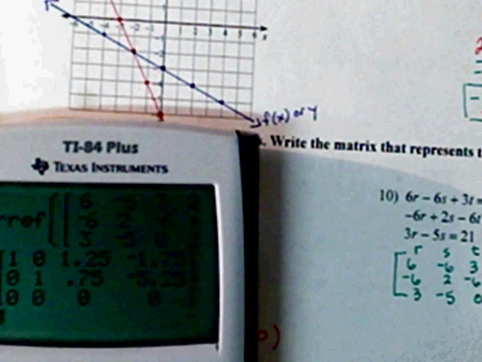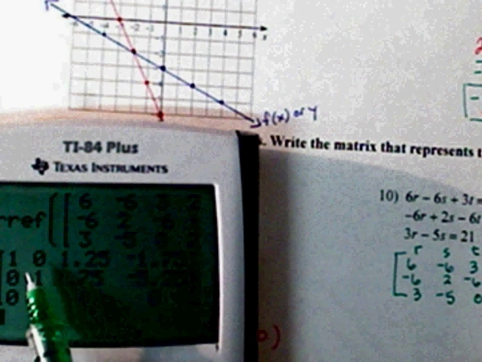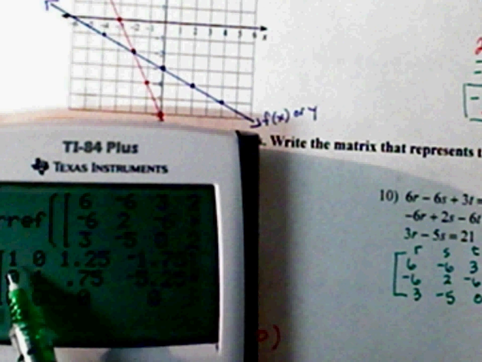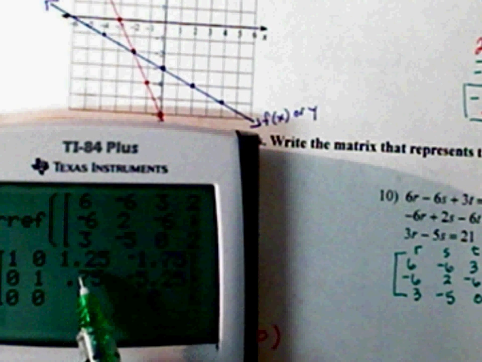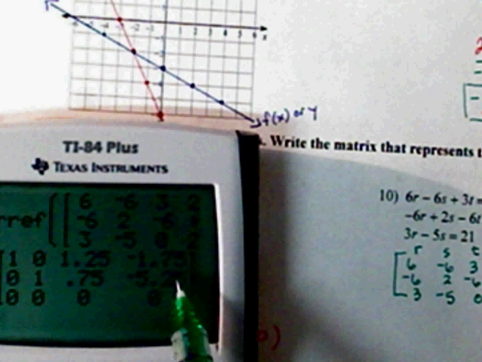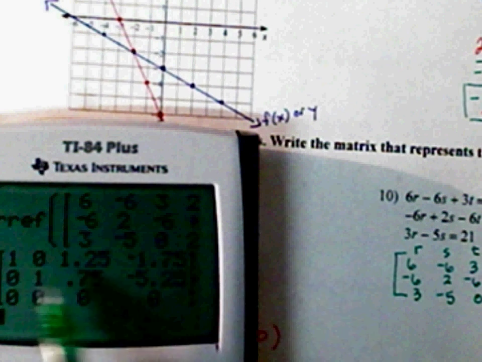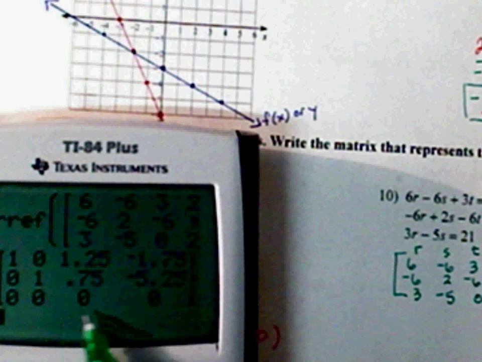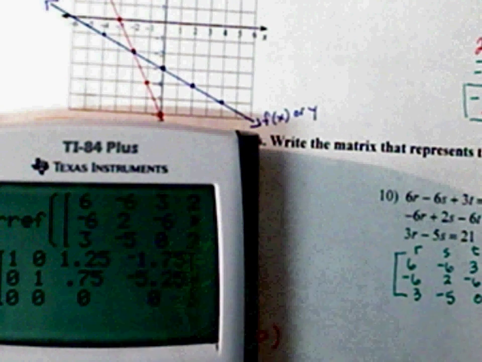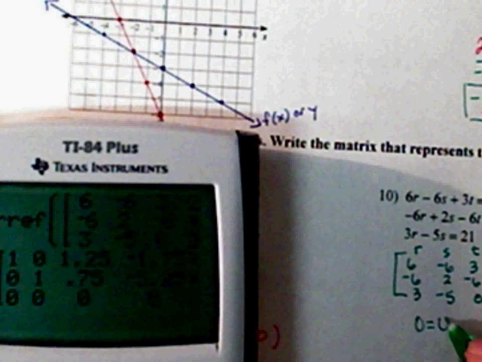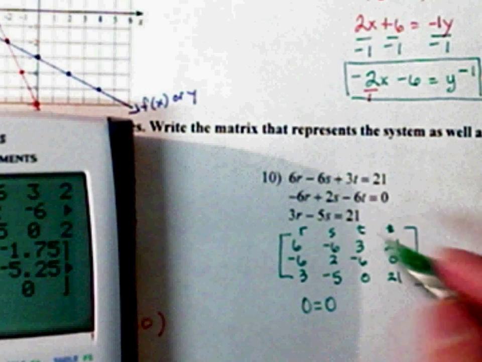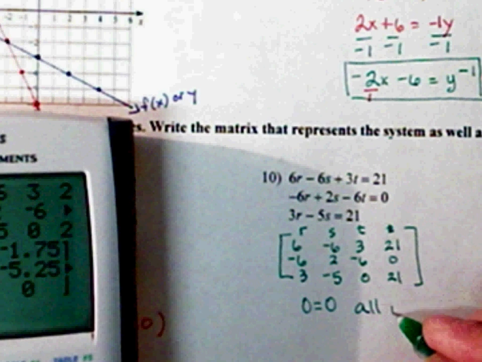Now if you take a look at this one, notice how this is not saying R is this. It's saying 1R plus 1.25t is equal to negative 1.75. So there's variables in it. Anytime you see something like this where the 1 is not a diagonal across, look at the very last one. What does it say? It said 0 is equal to 0. Is 0 always equal to 0? Yes. So this answer is all real solutions.